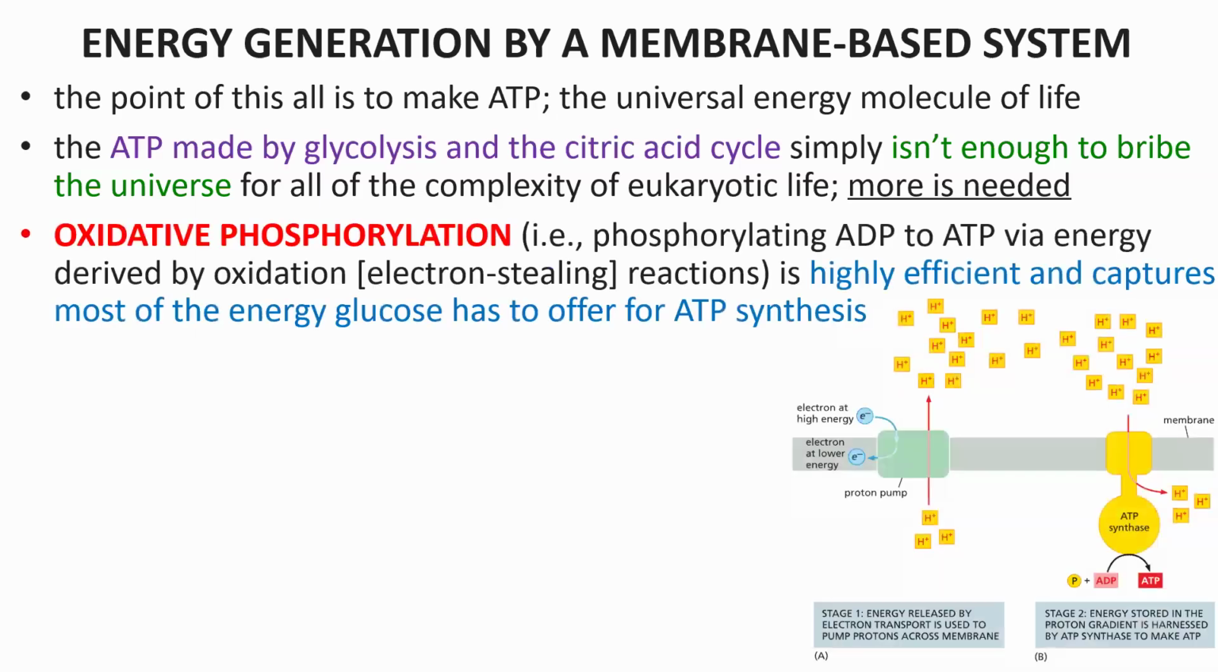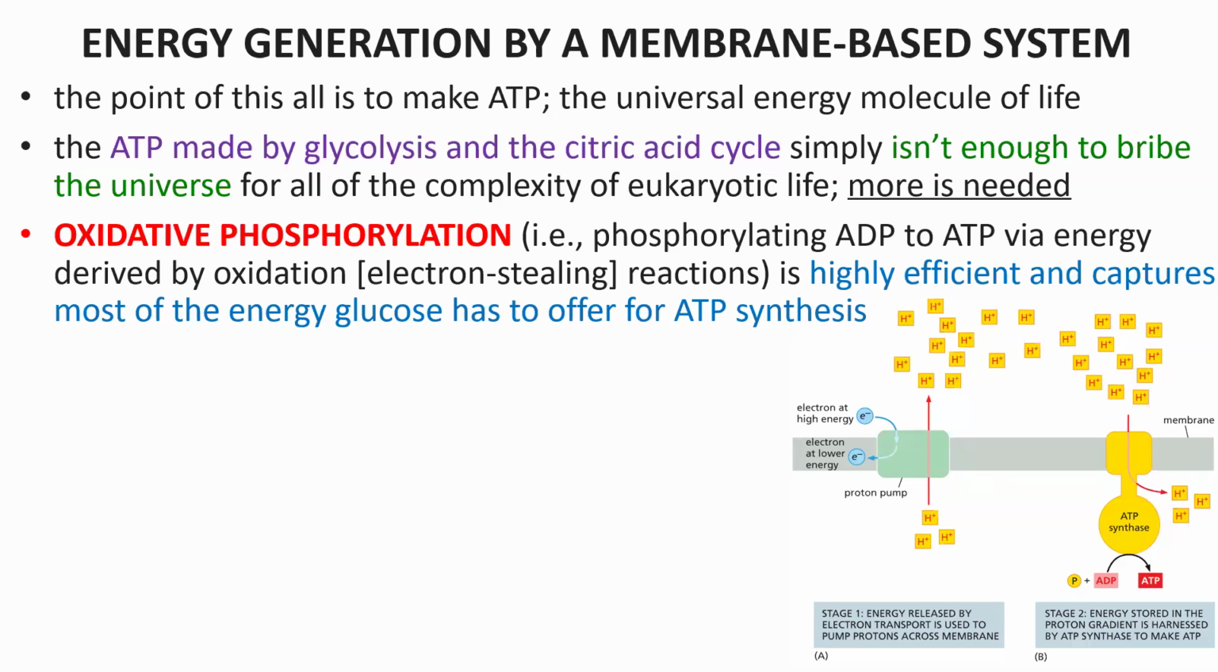A lot of ATP is needed. And that's what oxidative phosphorylation is for. It's for making these high levels of ATP from glucose. Oxidative phosphorylation is the phosphorylation of adenosine diphosphate to adenosine triphosphate using energy derived by oxidation. Well, what's oxidation? Oxidation is a reaction that is electron stealing. When you oxidize something, you've stolen electrons from it. So the very name of this process tells you exactly what's going on. ATP is being made using energy of oxidation, using energy of electron theft.